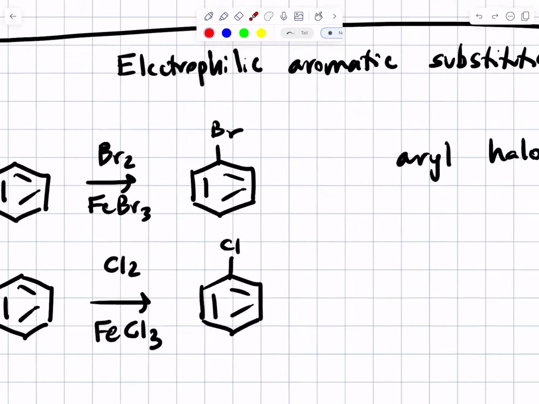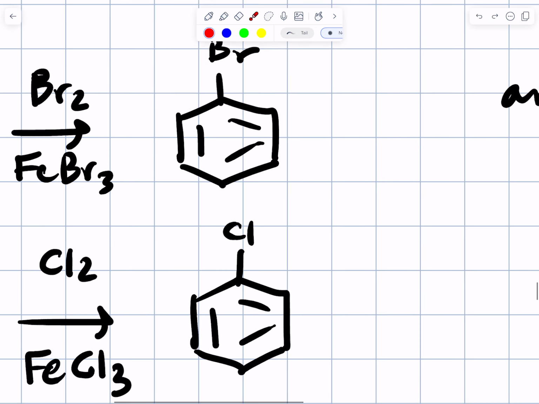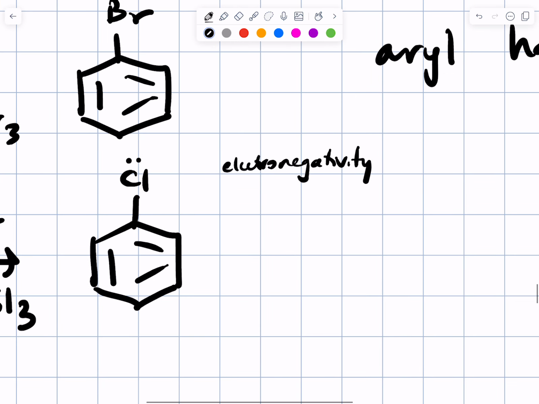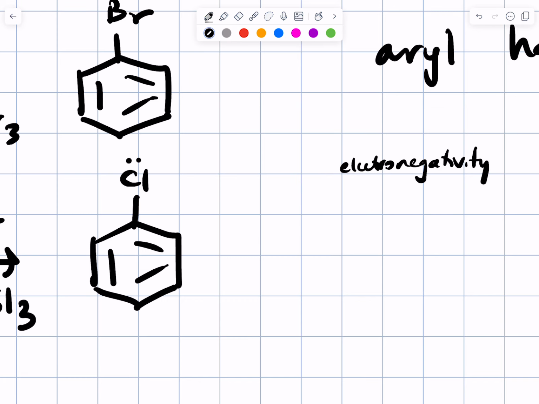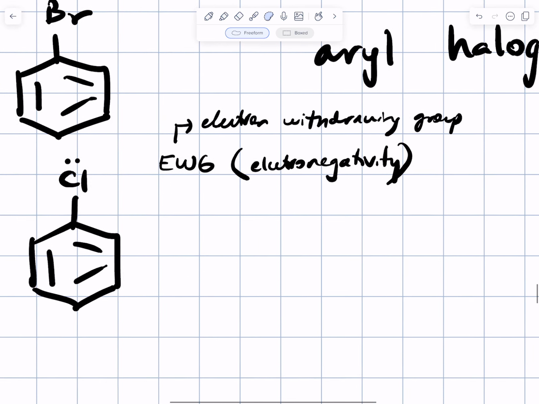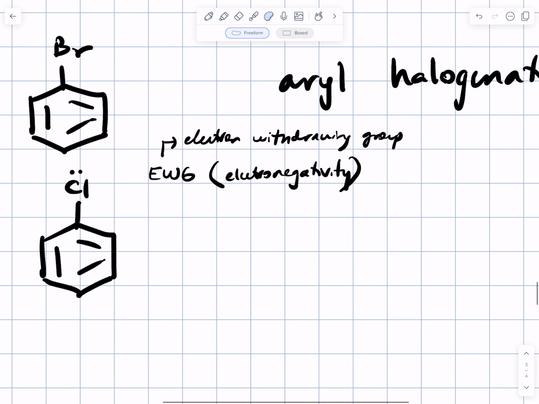And the answer is that halides have two main features. Let's just start with the chlorine. Halides have electronegativity. And so you would expect the halide to withdraw electron density from the ring just through a bond dipole kind of thing. I'm going to call that EWG, where EWG stands for electron withdrawing group. So by virtue of its electronegativity, you expect the chloro to withdraw electron density from the benzene ring. That would tend to make it less nucleophilic.